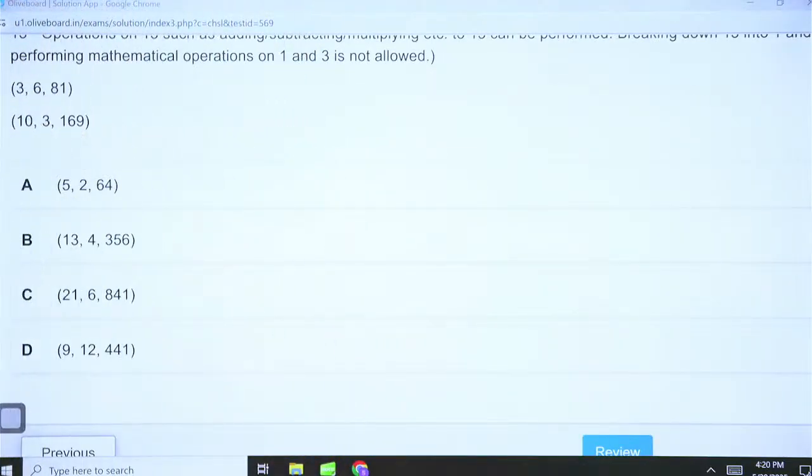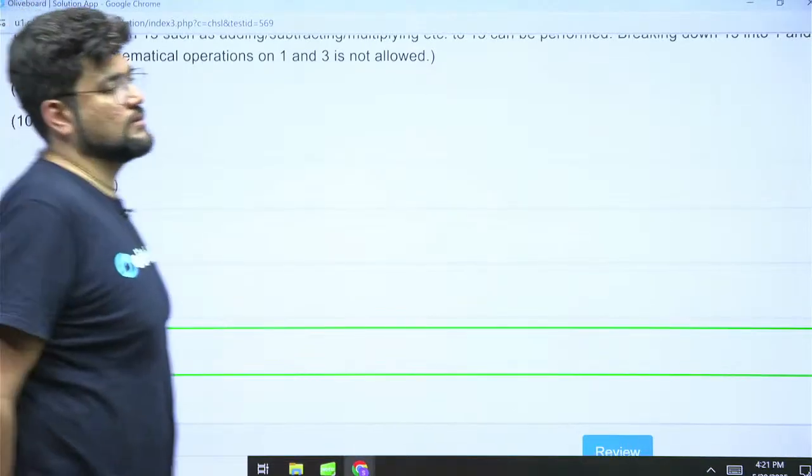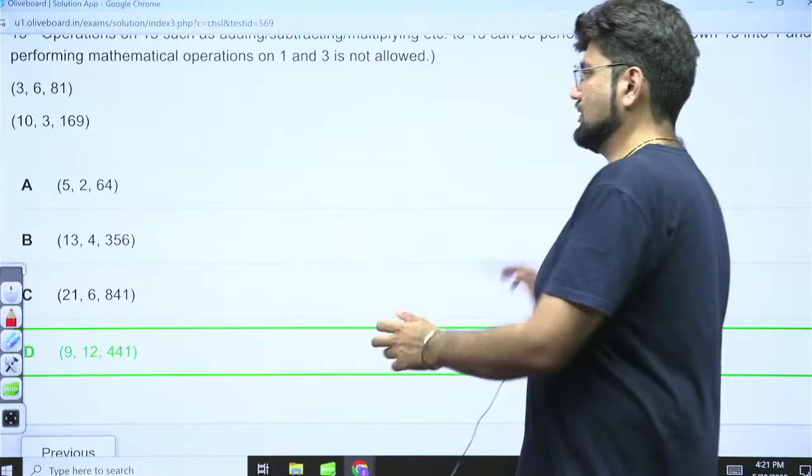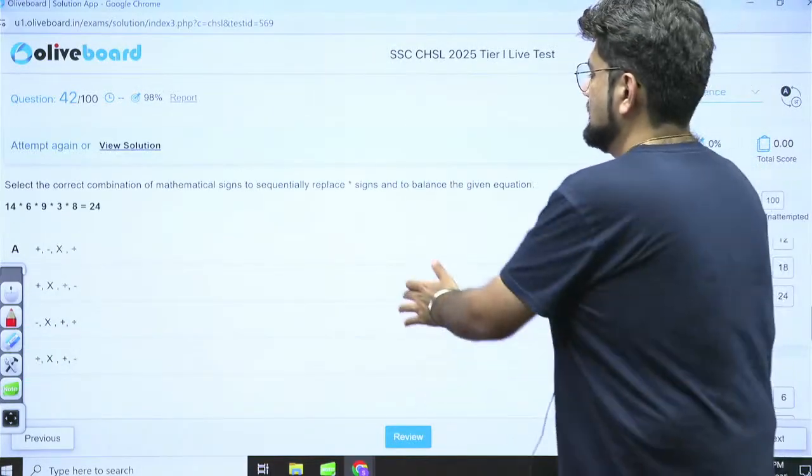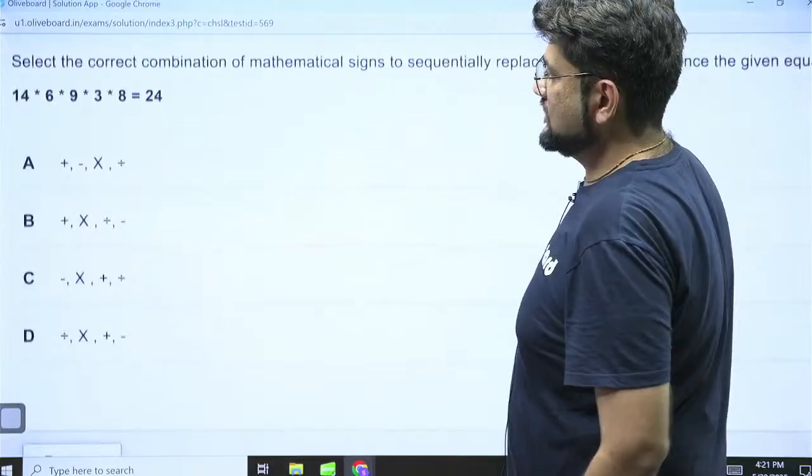Three plus 6 square, 10 plus 3 square. This is it. 12 plus 9 square. Option D. Cool. Sum of the first 2 numbers squaring gives us the third number. Next, 17. Place the signs sequentially.